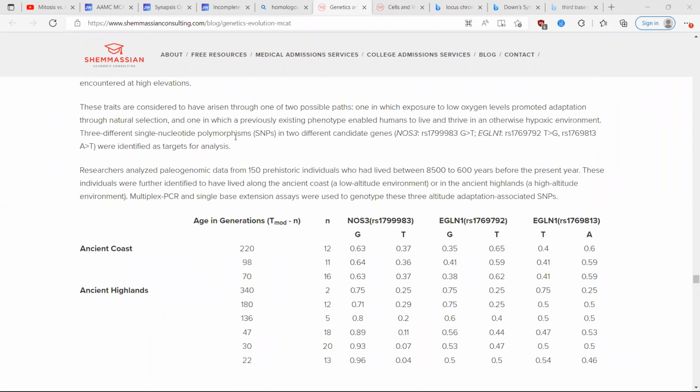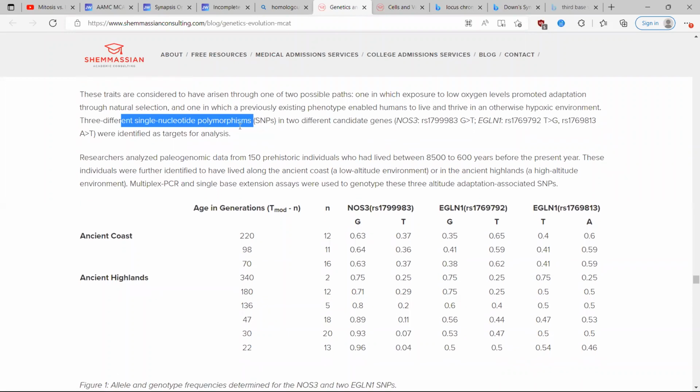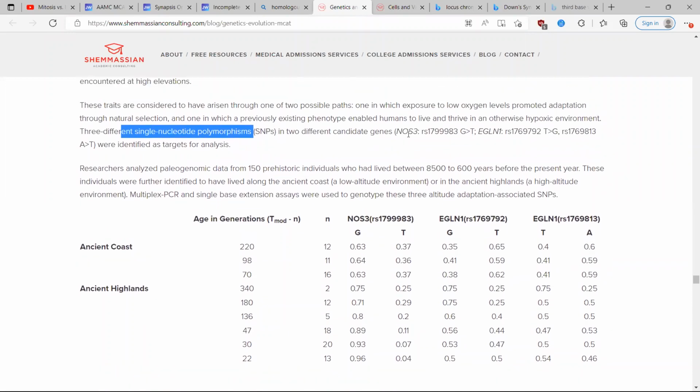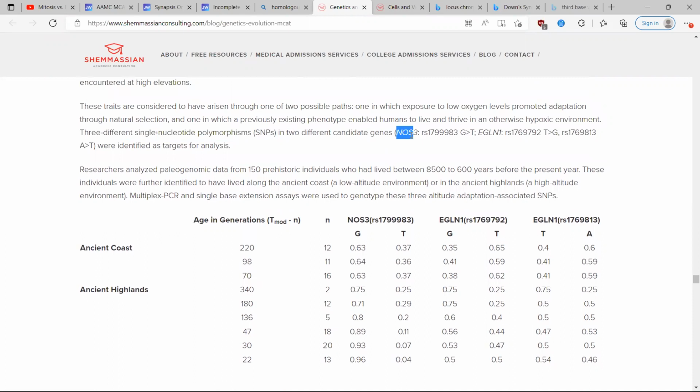Three different single nucleotide polymorphisms in two different candidate genes were identified as targets for analysis. So here, this is what we talked about with the point mutation, single nucleotide polymorphism. Notice they said two different candidate genes. So what are the candidate genes? We have NOS3 and EGLN1. These are our candidate genes.